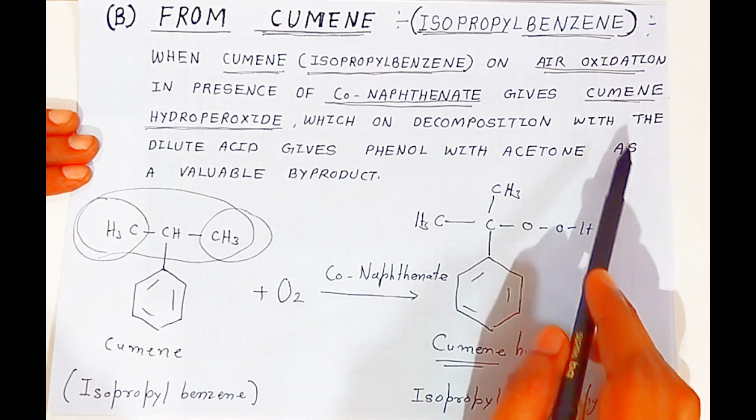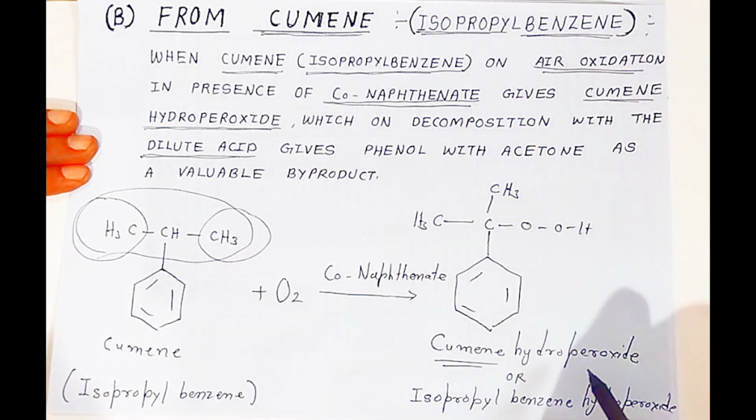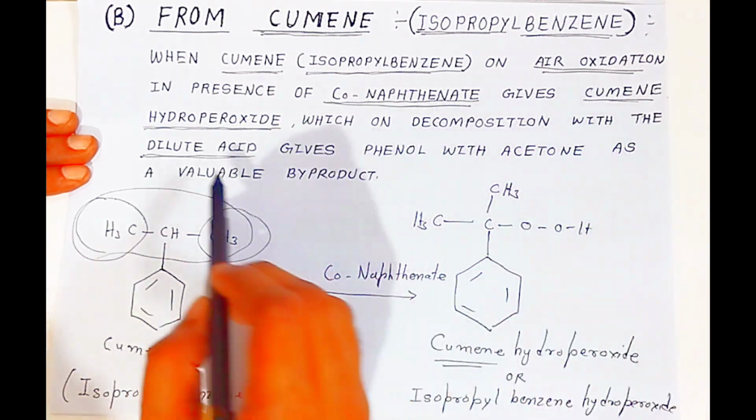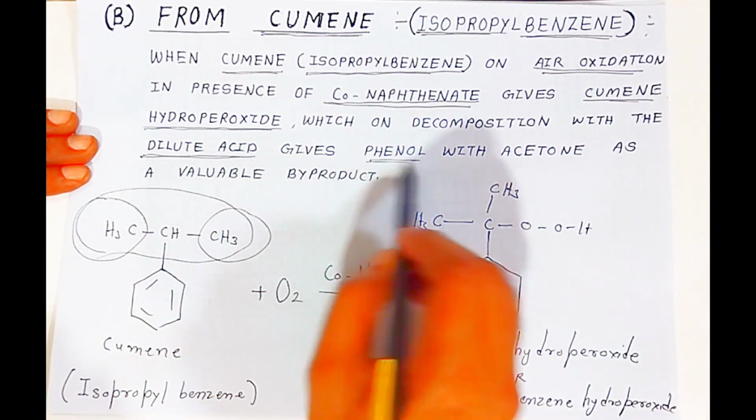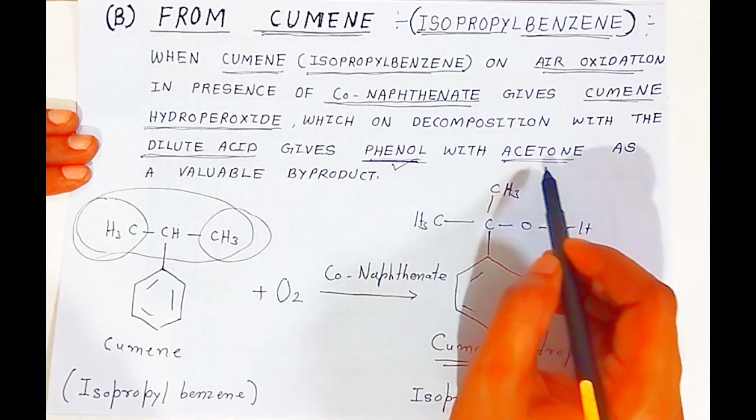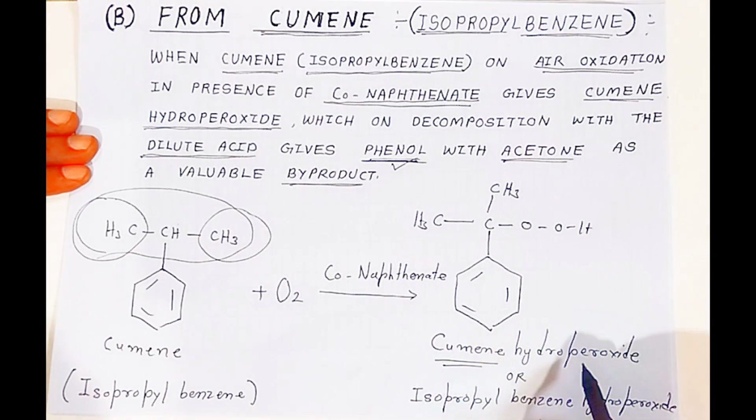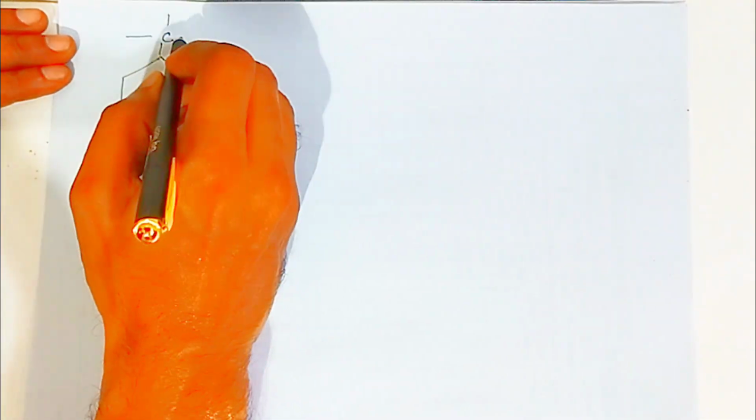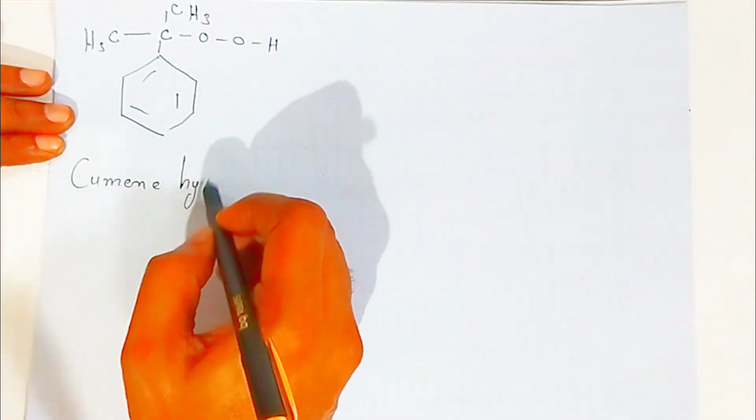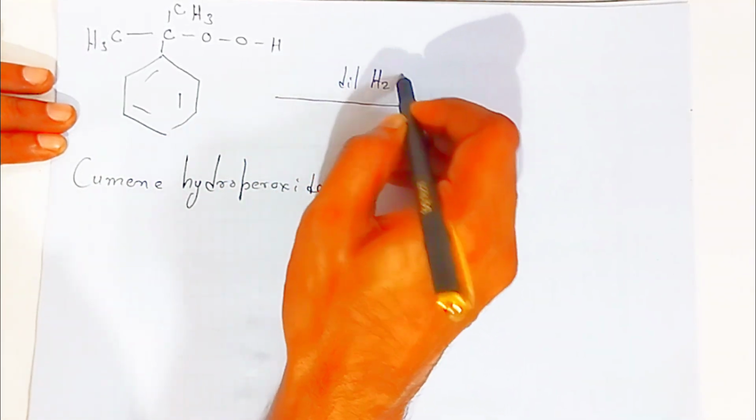Now once you got this, students, what happens? Which on decomposition with dilute acid. Now this compound, cumene hydroperoxide, will decompose with dilute acid, gives phenol, along with acetone as a byproduct. So once it forms the cumene hydroperoxide, dilute sulfuric acid you can use, students.